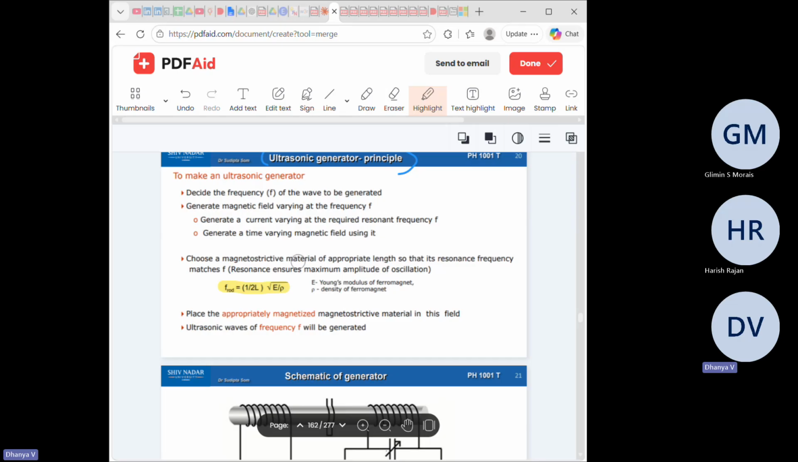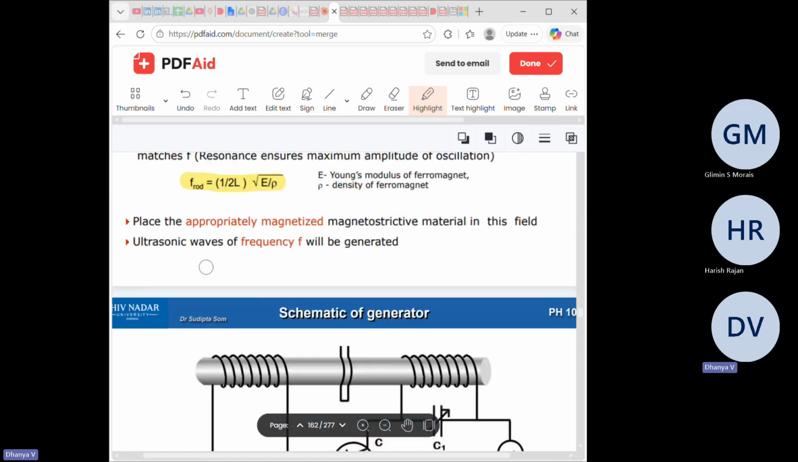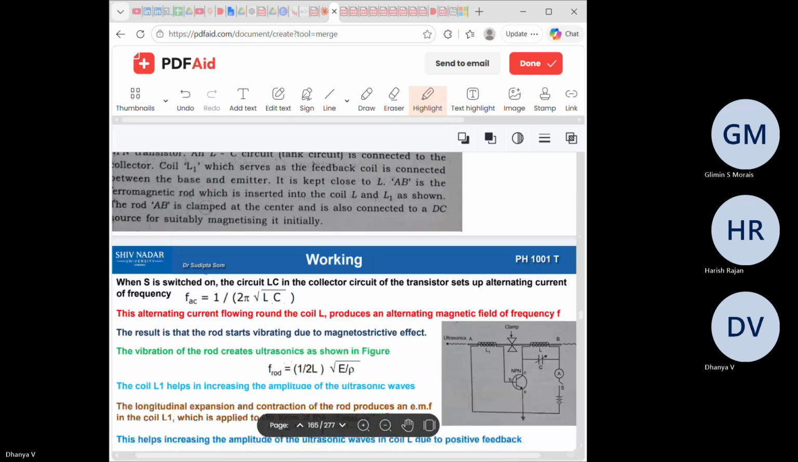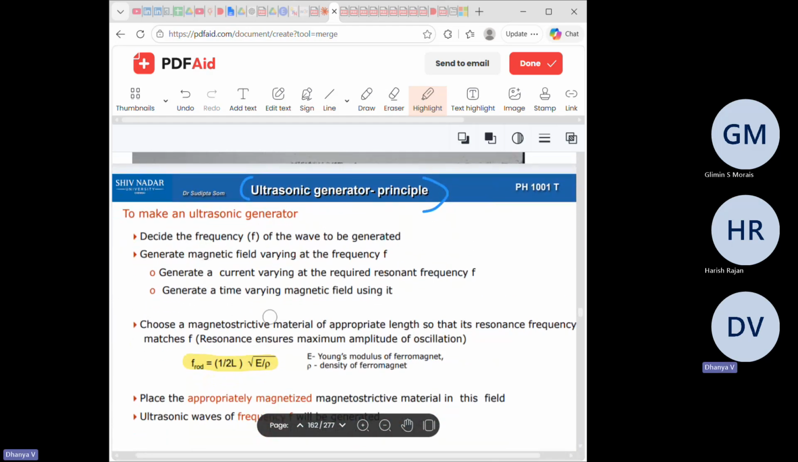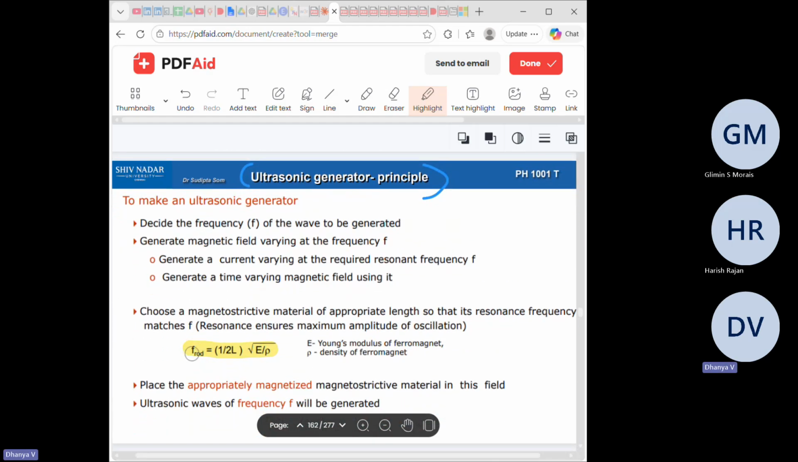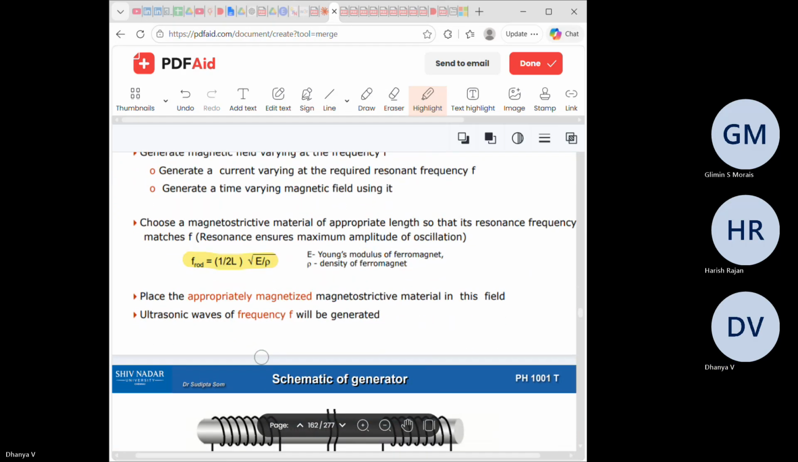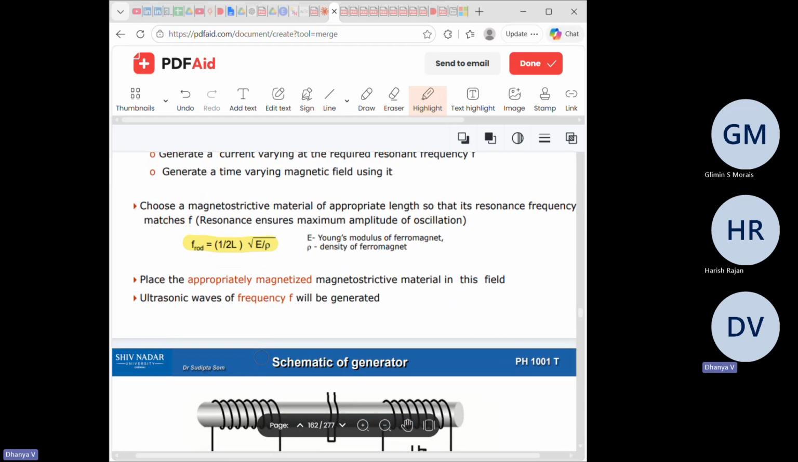So choose a magnetic material of appropriate length so that the reference frequency matches that. Okay, so you need to choose your magnetic material properly. So this f of rod, this frequency is equal to 1 by 2L into root of the Young's modulus E by density rho. This you can note it down. So place the appropriate magnetic material in a field and then ultrasonic waves of frequency f will be generated.